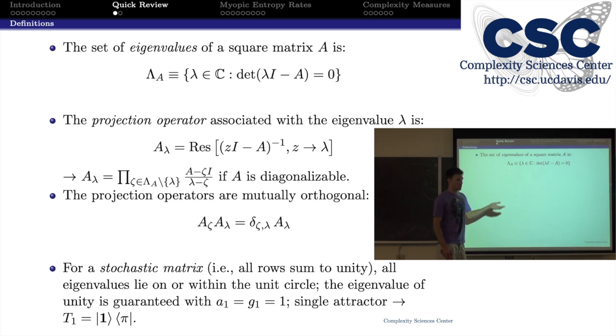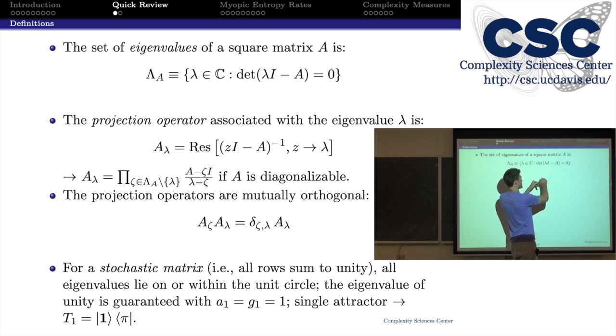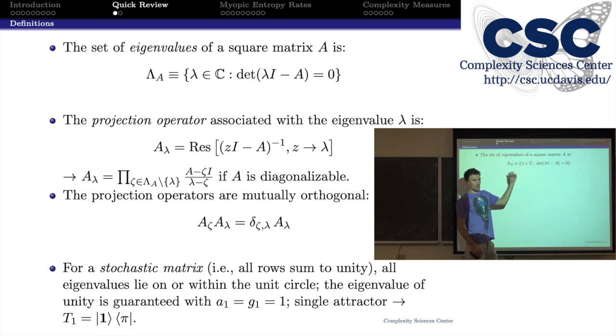Eigenvalues for a square matrix: the standard definition is what we're used to doing to find eigenvalues. You take the determinant of some variable lambda times the identity minus the matrix, and you find where that determinant is 0, right? So any complex number that satisfies that is an eigenvalue of your square matrix.